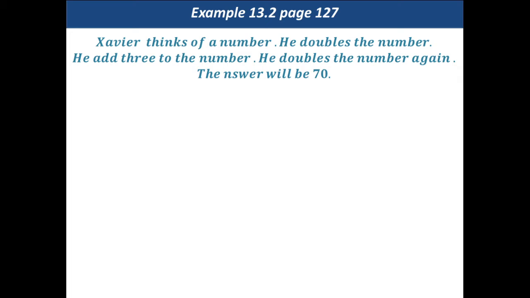This example is from your page 127 in book 9, example 13.2. There's a person called X here. He thinks about a number. First, let us divide the page in two. So what is that number? I don't know. He said only a number. Because it is not fixed on a number, like when he says 6 or 7, which would be a constant, but because he didn't say what this number is, it is a variable.